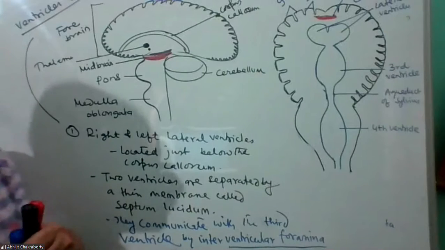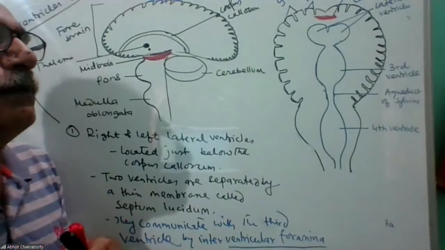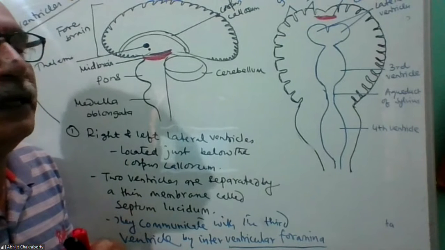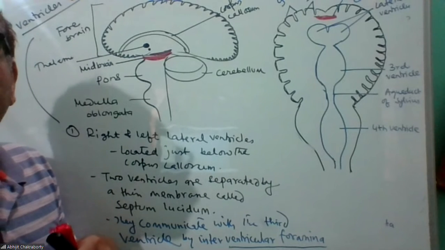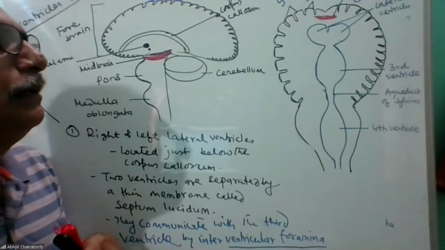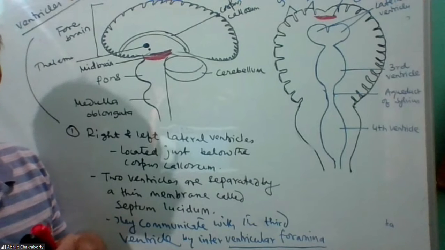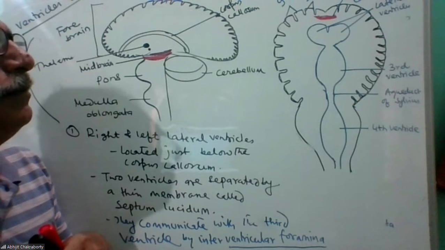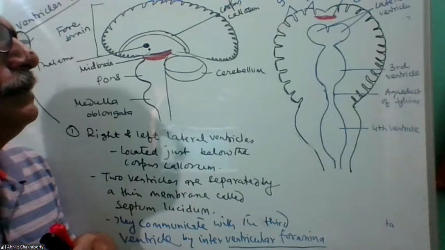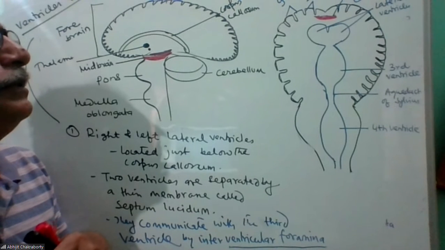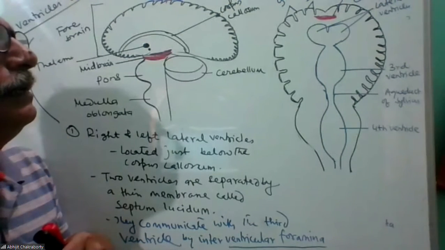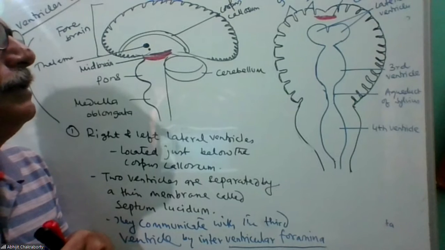What is corpus callosum actually? Corpus callosum is a thick band of nerve fiber separating two cerebral hemispheres. Are you getting me? And just below the corpus callosum, you will get the two lateral ventricles. These two lateral ventricles are right and left, and they are separated by septum lucidum, and it communicates with the third ventricle with the help of interventricular foramina.